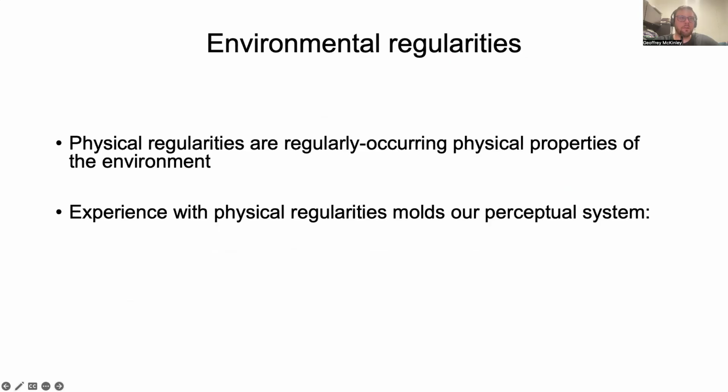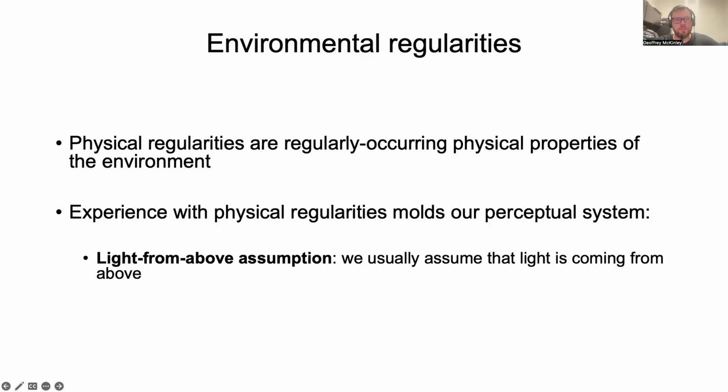And one of these is called the light from above assumption. So we usually assume that light is coming from above because why? Because it usually is, right? The sun's above us and lights are often above us, right?